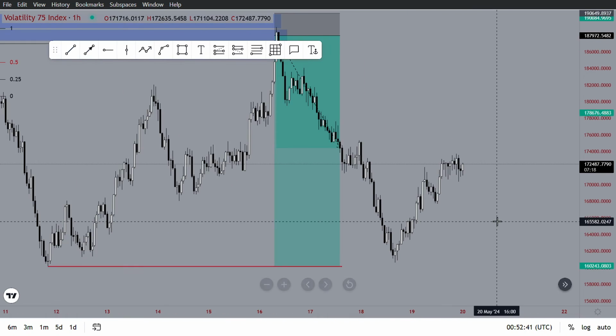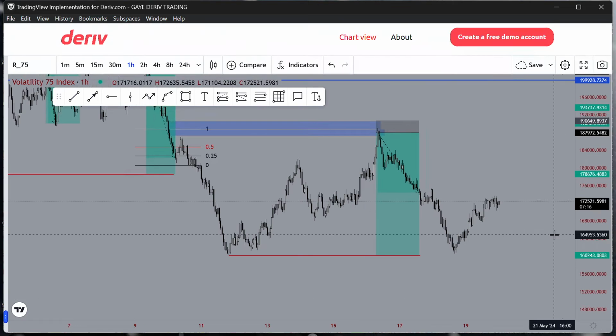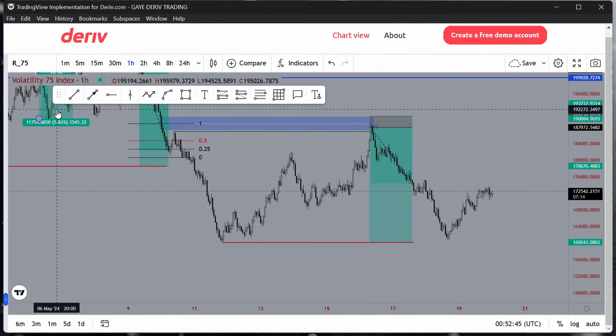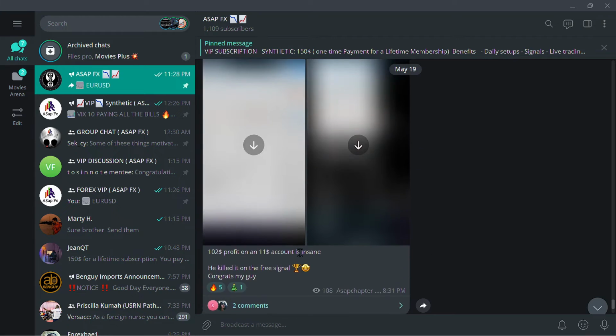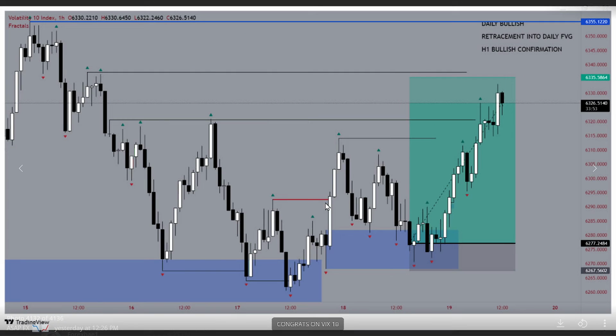Okay, very beautiful. So yesterday I shared a trade on VIS10, right? And it was a beautiful trade. Okay, you all saw that setup. Let me quickly show you this trade that we all made big profit from. It was based on this simple idea that I'm showing you.